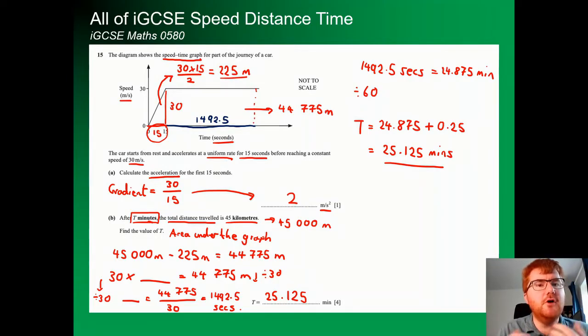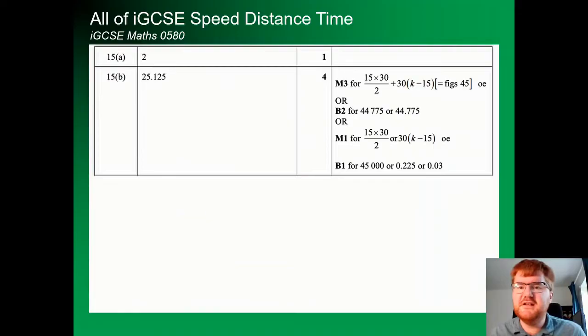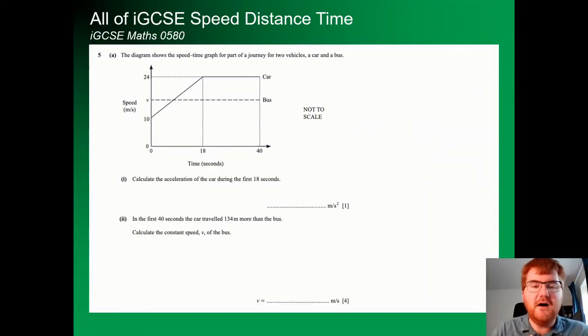This is a much more sort of complicated question. You can see here, this is question 15, and it really gets you thinking about, I know I need to find the area under the graph. I'm kind of working backwards to then find the time. And you can see the working here. I've taken this approach, and then used that to work out what I need to get to 25.125. Right, on to our next question.